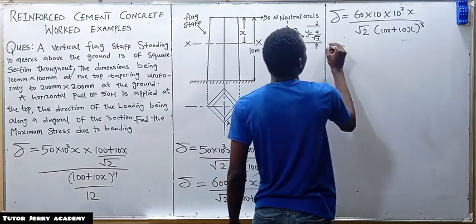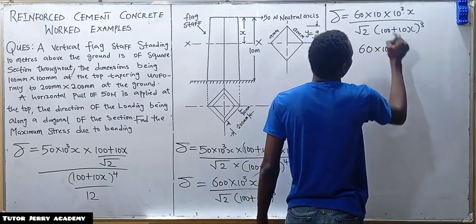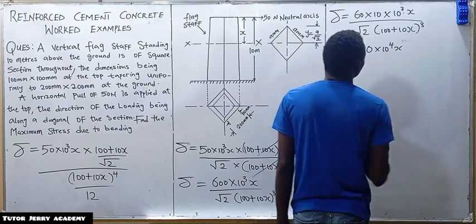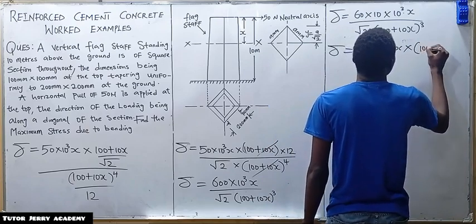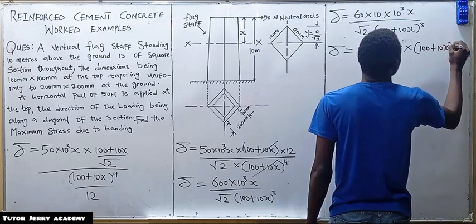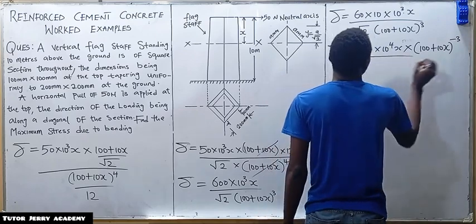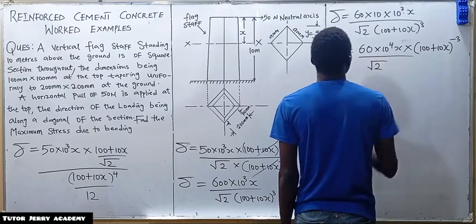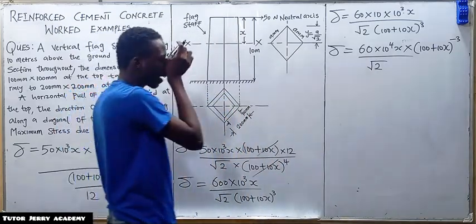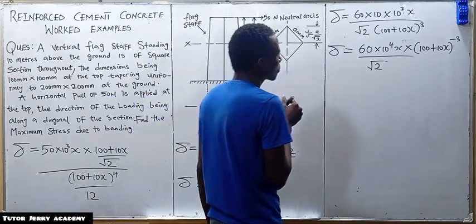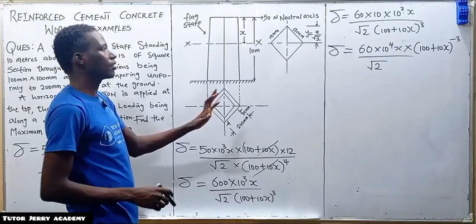So we have sigma equal to 60 times 10 to the power of 4 now. We have x multiplied by the bracket of (100 plus 10x) to the power of minus 3, all over the square root of 2. So this is what we have. Now this will be our sigma max.